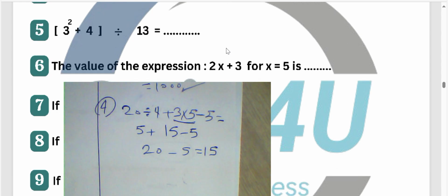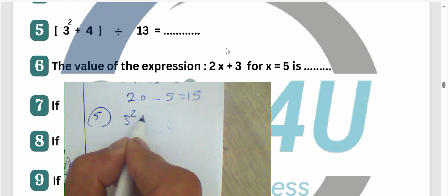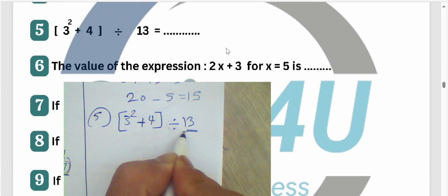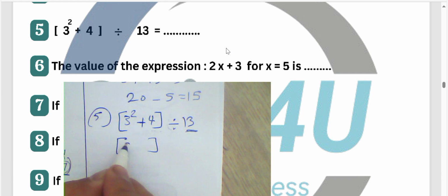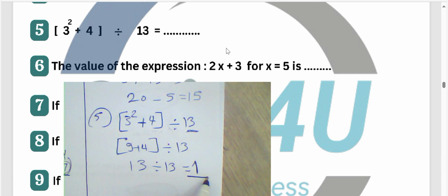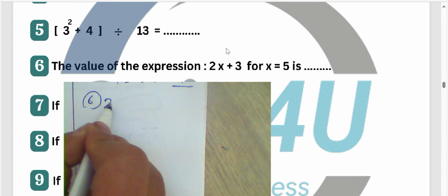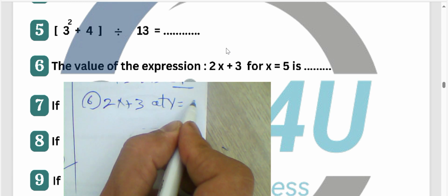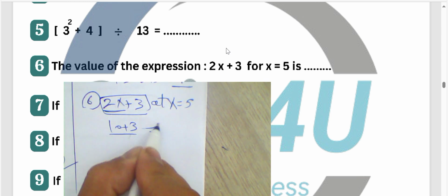Number 5. 3 power 2 plus 4 in brackets, divided by 13. Parentheses first, exponent next. 3 power 2 is 9. 9 plus 4 is 13. 13 divided by 13 is 1. Question number 6. The value of the expression 2x plus 3 at x equals 5. Put x equal to 5 here. 2 times 5 is 10, 10 plus 3 is 13. The result will be 13.